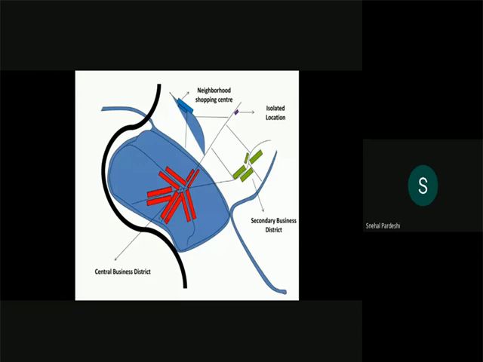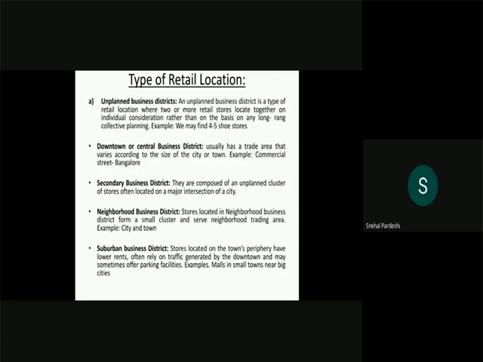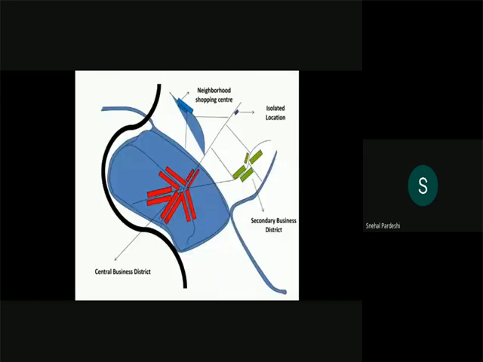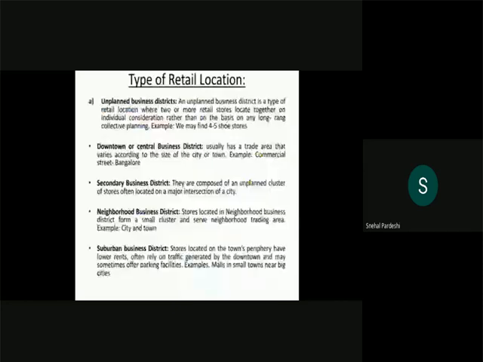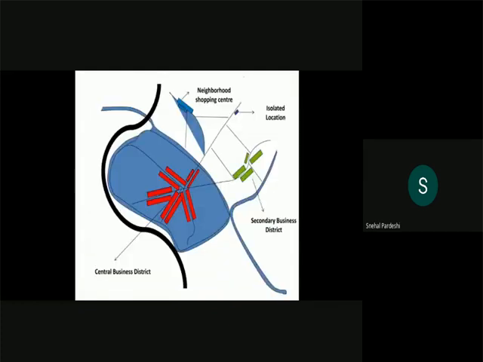Also we have the secondary business district, which is something unorganized, away from the central business district, as you can see in the green boxes. They are very much away from the central business district because they occupy very small locations with intersections of different roads, and because of the high traffic, retailers find that customers are moving from one location to another.